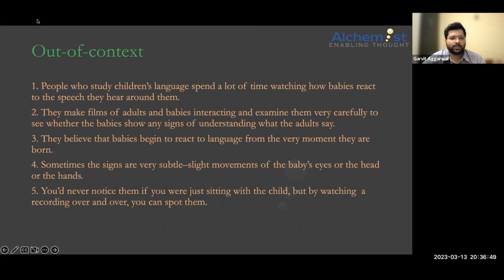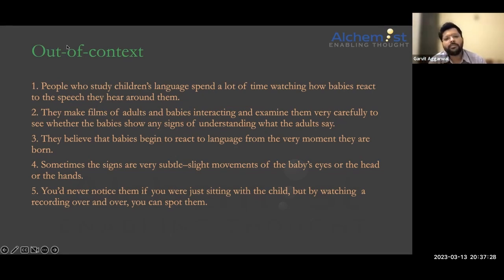People who study children's language spend a lot of time watching how babies react to speech they hear. They spend a lot of time watching how babies respond to sound. They make films. They who? People who study, researchers. They make films of adults and babies interacting and they examine them. Them means the videos, the films. Examine them very carefully to see whether the babies show any sign of understanding what the adults say. That sign can be anything.